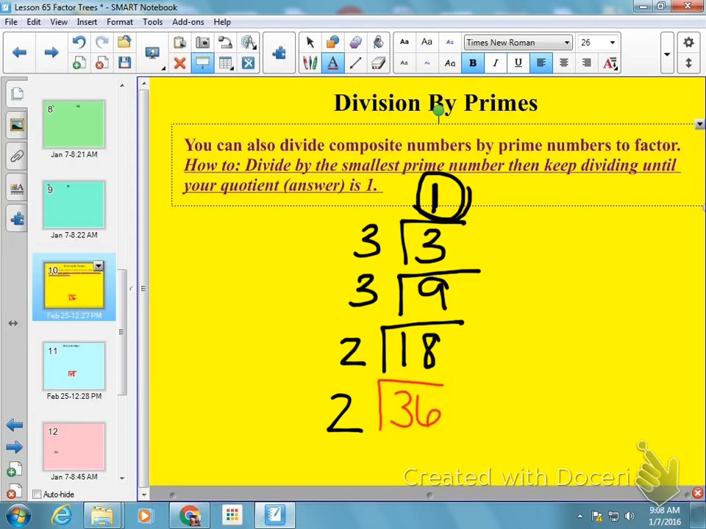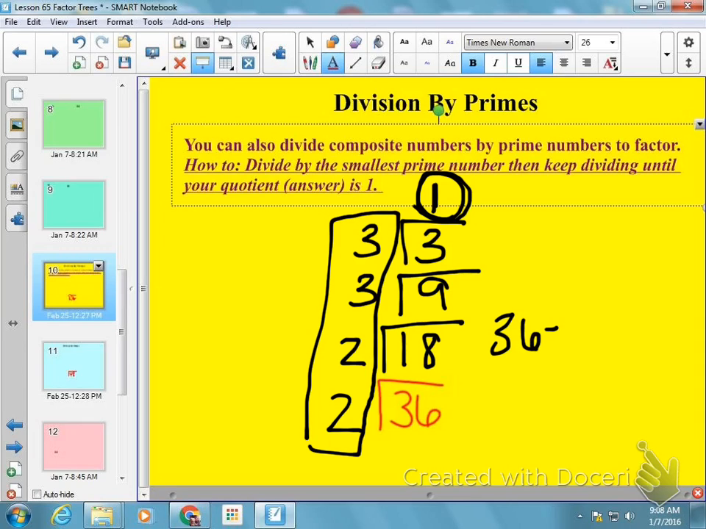So what am I left with? I'm left with 1. What I like to think is when 1 is at the top of this, it's over. So right here, this is my prime factorization. I just have to write it. 36 equals 2 times 2 times 3 times 3.